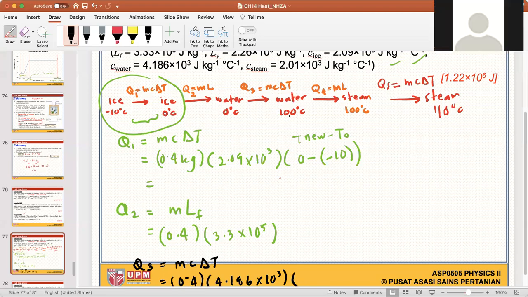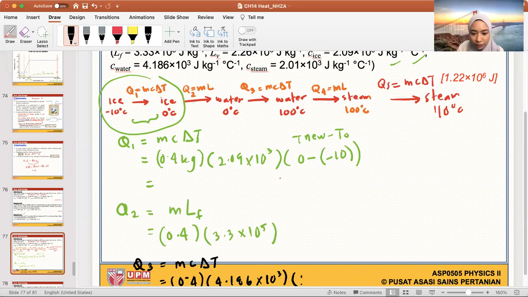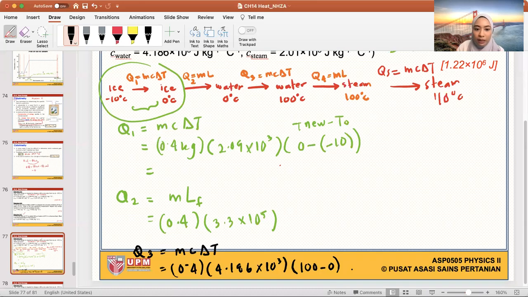100 minus 0, so it's just 100. Yes, that works too. And then let's go for Q4. Q4 is mL. M we know is 0.4, all the same, 0.4, 0.4, 0.4. The mass can't suddenly change, so mass does not change.